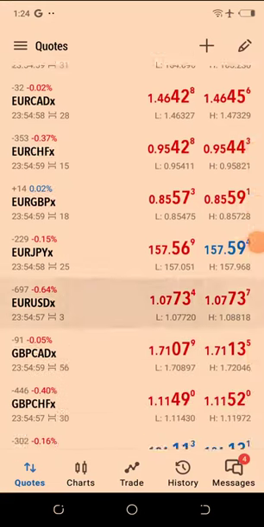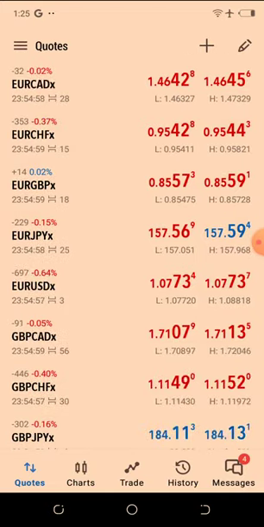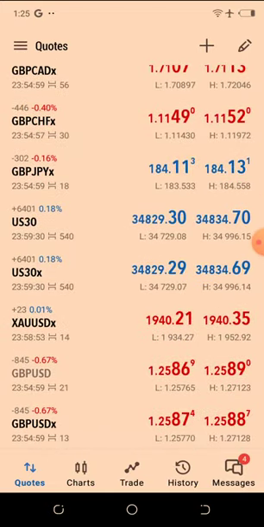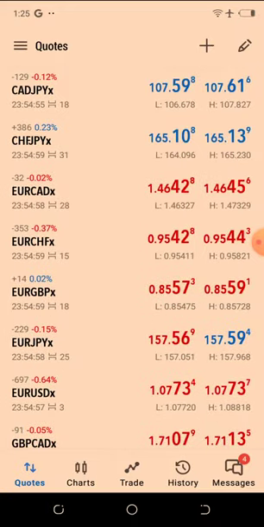This is a MetaTrader 5 application, and these things you are seeing on it are called instruments. These are the pairs that you can trade on this app. I'll show you some things quickly.